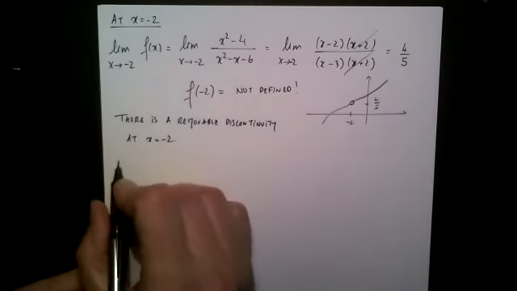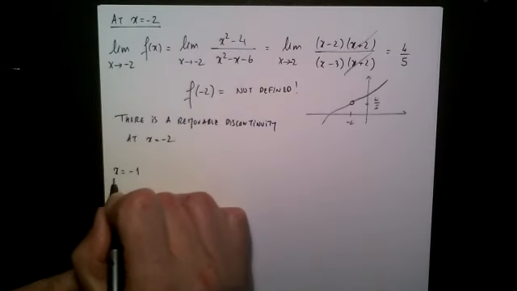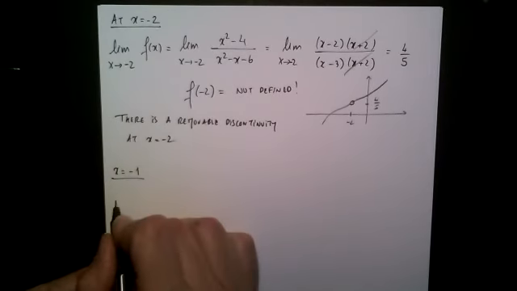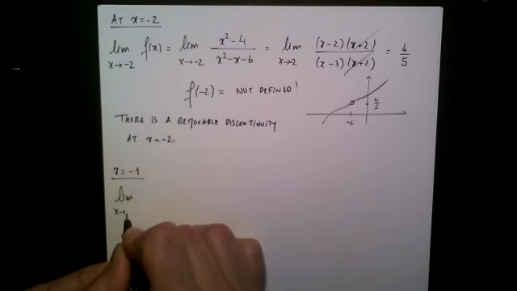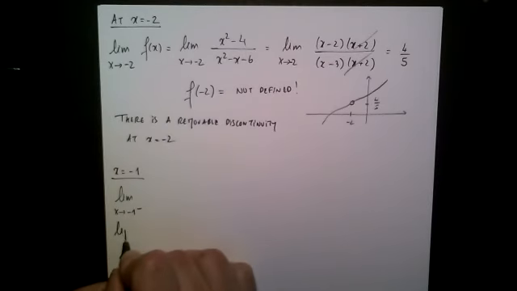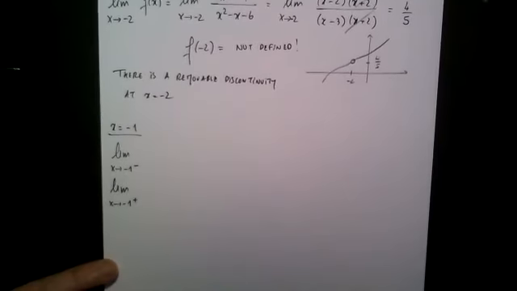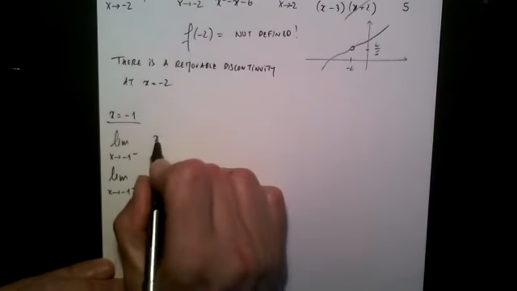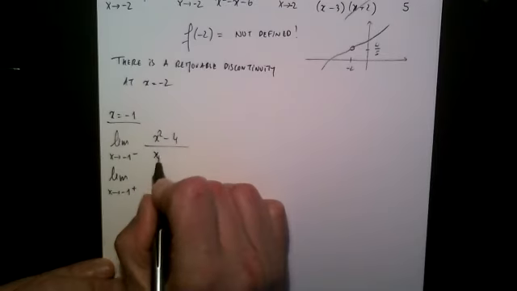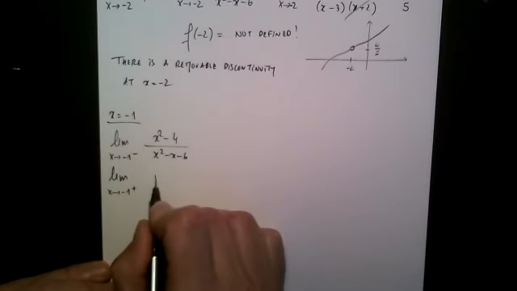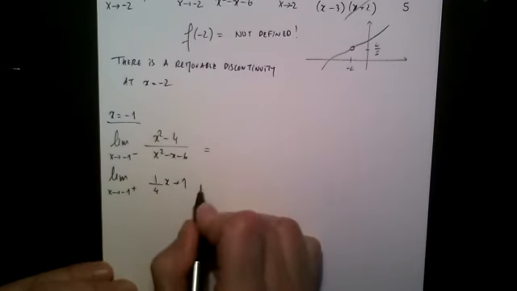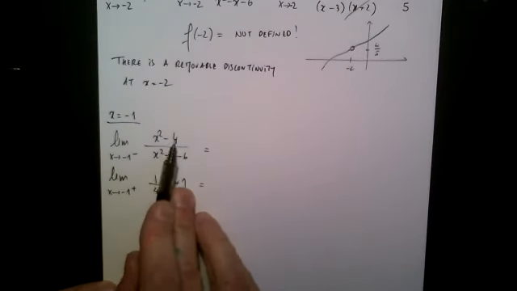Let's see, x equals -1 now. Okay, so we have to do the limit from the left and the limit from the right. So from the left, it was this function here. And on the right, if you remember, was 1/4 x plus 1. Let's plug in -1 here.